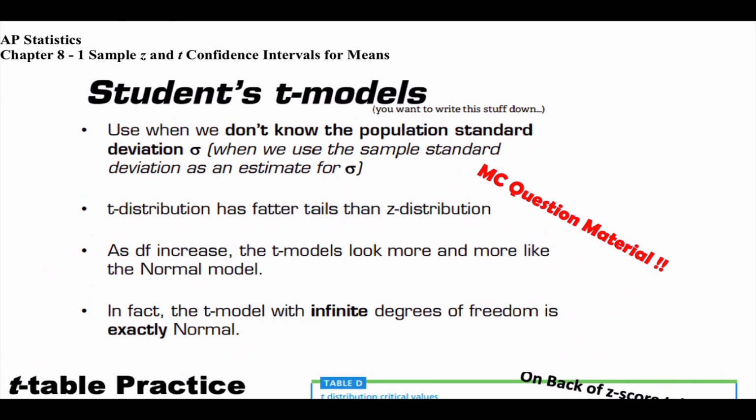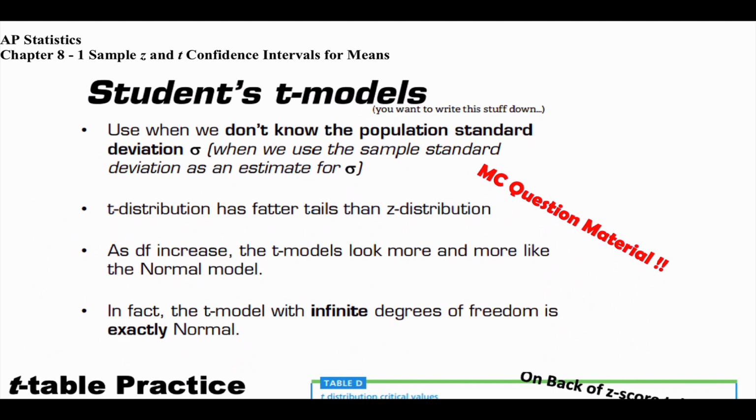So here's some red meat for multiple choice. They love to put these types of questions on multiple choice. These are properties of T. First one: when we don't know the population standard deviation, and we use a sample standard deviation, we use T. The T distribution has fatter tails and is wider than the Z distribution.